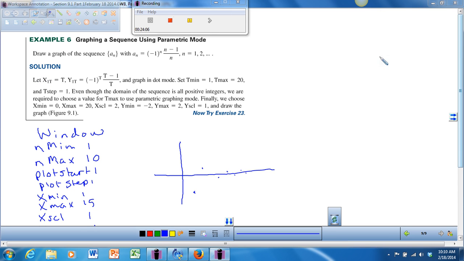In this example I included, they reference using parametric mode as well, which is another way to do it. I can't think right now of when parametric would be better than sequence mode, but if you're interested, you can go take a look at it. We will be graphing in parametric mode later on when we work with the calculus of parametrics, but it's just another interesting way to graph it.